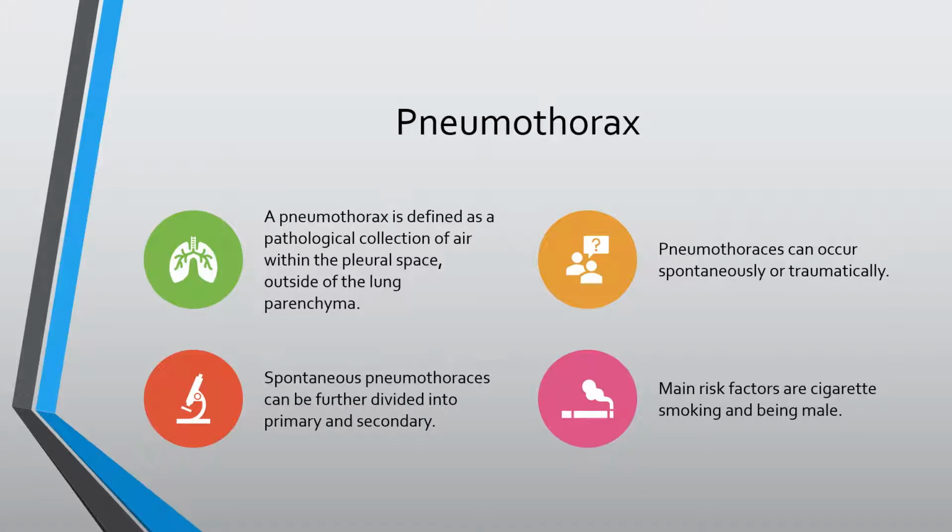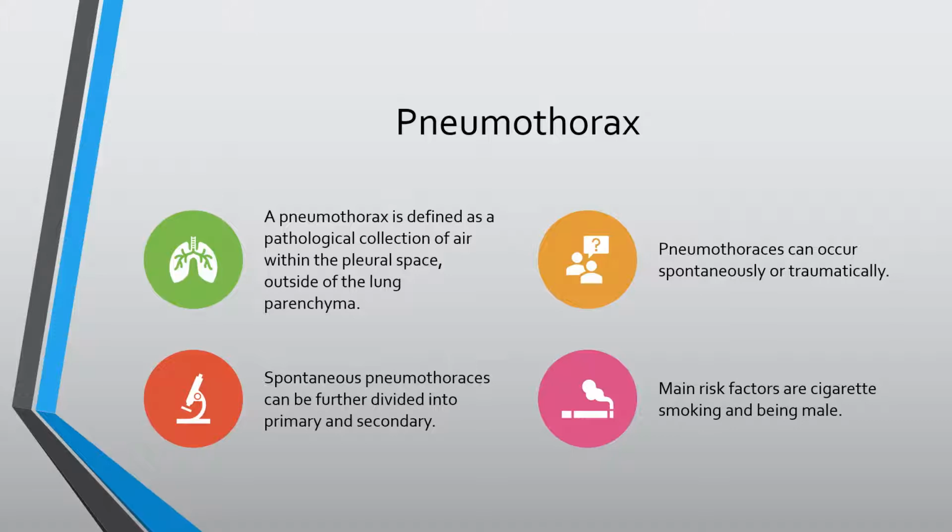So, a pneumothorax is defined as a pathological collection of air within the pleural space outside of the lung parenchyma. They can be divided into traumatic or spontaneous. Spontaneous means there's no obvious inciting factor, traumatic means there's an obvious history of trauma, typically resulting from either an MVA with a rib fracture that can puncture the lung, or a penetrating wound such as a stab wound to the thorax or a gunshot wound.